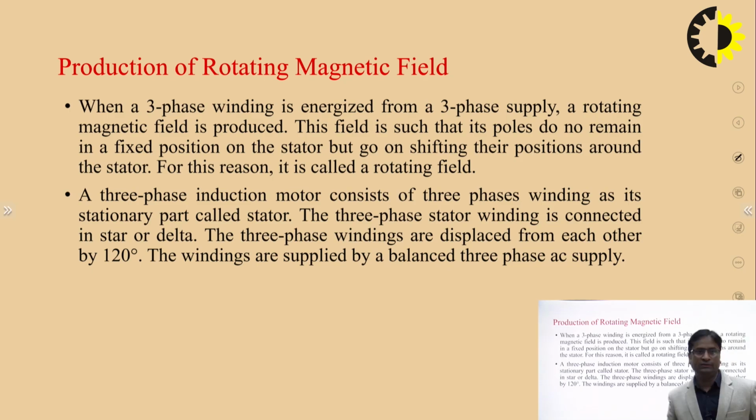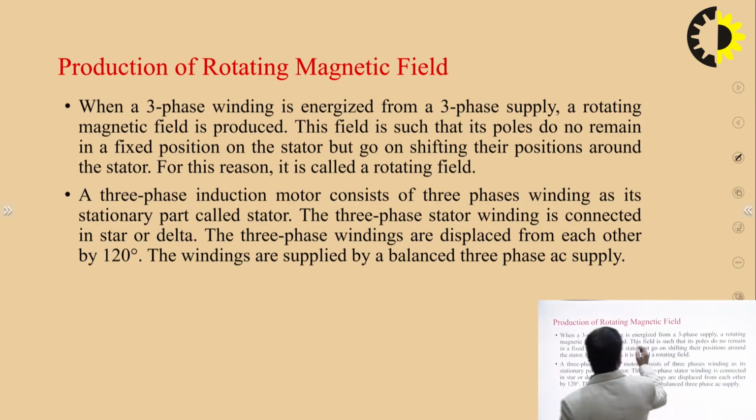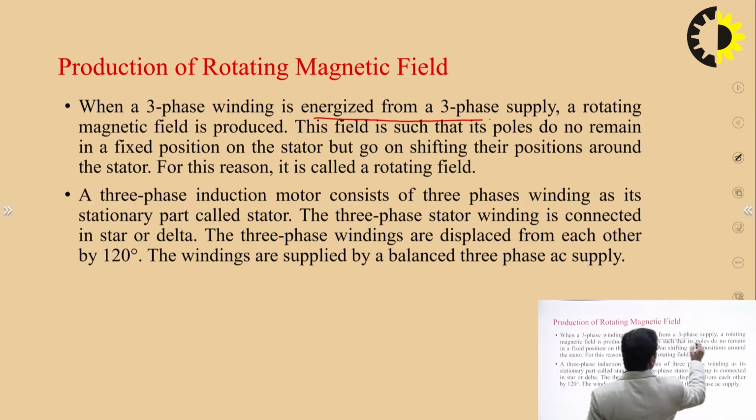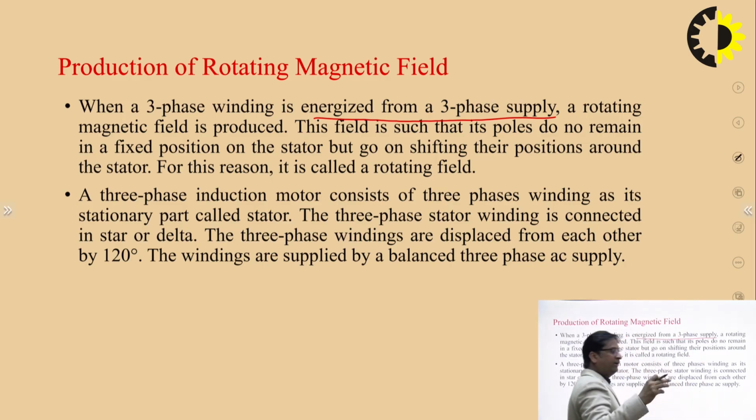Now, after the working principle of this three-phase induction motor, let us understand the production of the rotating magnetic field, how this rotating magnetic field is produced. First of all, when the three-phase stator winding, which is star or delta, is energized from the three-phase supply, a rotating magnetic field is produced. This is what we are saying.